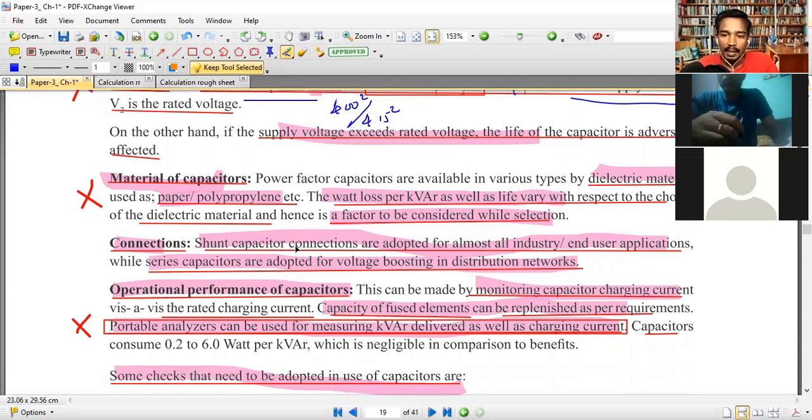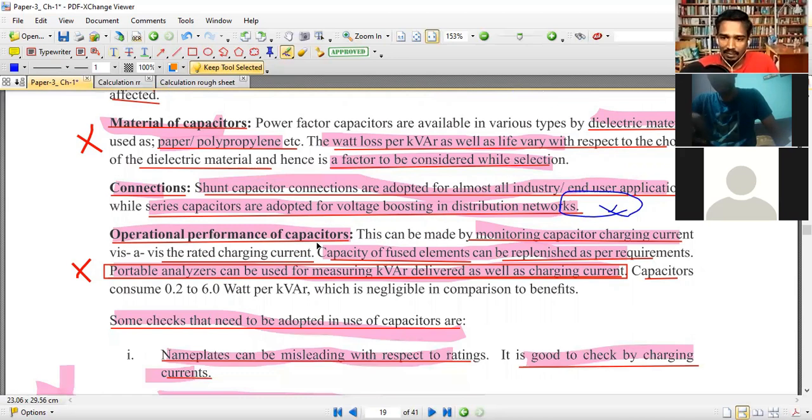Connections: it's a shunt capacitor connection. Shunt capacitors are used for industrial use, for the end user. Series capacitors are used for boosting the voltage. This is important, you have to consider it. Two types of connection are available: shunt capacitor and series capacitor. Shunt capacitors are used in industry, at motor terminals and elsewhere, for better performance and power factor improvement. The series capacitor is used for boosting the distribution system.